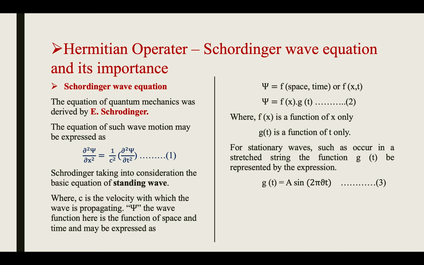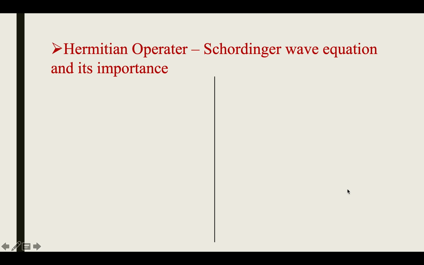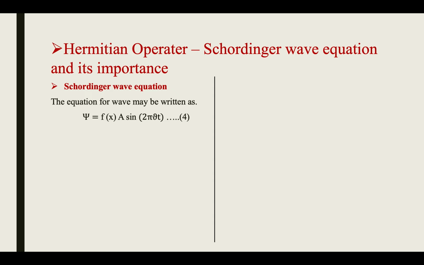So for stationary waves such as occur in a straight string, the function g(t) can be represented by the expression, where g(t), you can write this as a function of time, is equal to a sin 2πνt. So this will become equation number 3. Now that equation can be written as ψ equal to f(x) into, instead of g(t), they have replaced the g(t) term over here with a sinusoidal wave equation, that is a sin 2πνt. So this will become equation number 4.